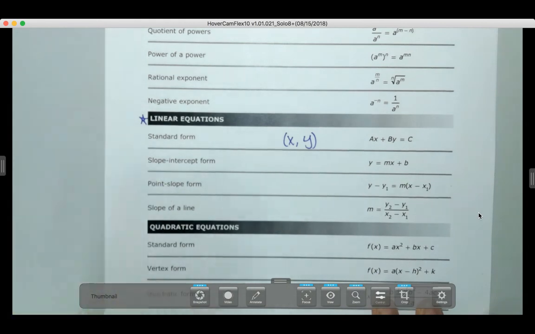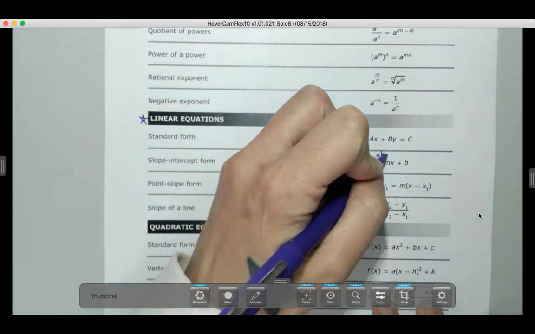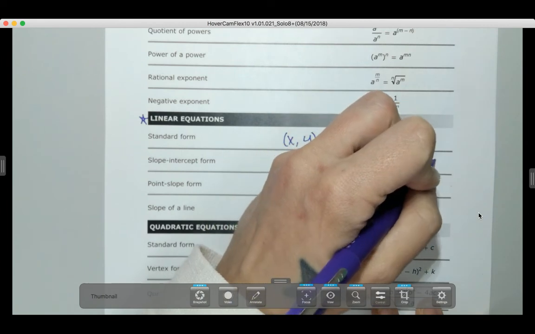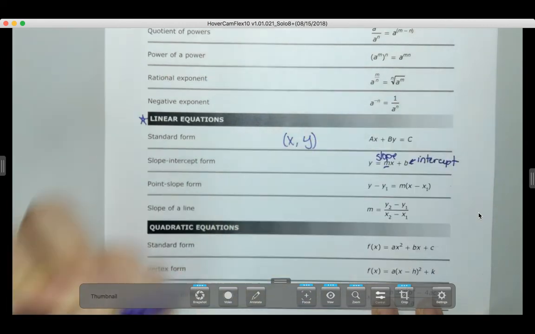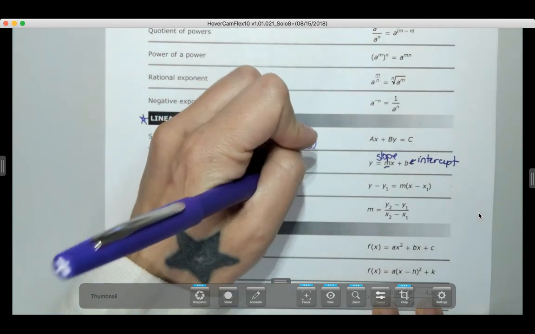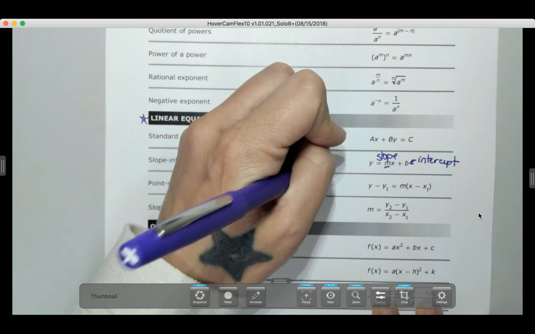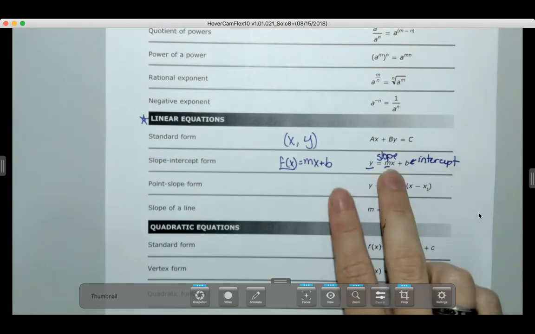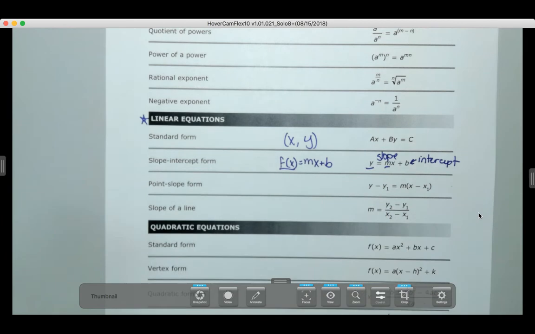Going to a very common form, we've got slope-intercept form, everyone's favorite, y equals mx plus b. Slope-intercept form is aptly named because it contains a slope and an intercept. Sometimes you'll also see this written as f of x equals mx plus b. Don't be scared, the f of x and the y both just mean the output of a function.